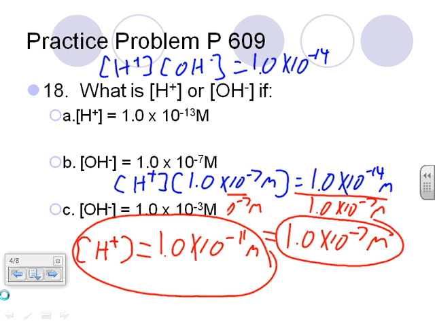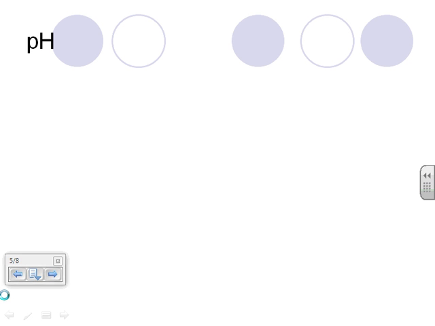Let's move on to the next topic here, pH. We've all heard of pH before. pH is related to the concentration of the H+ ion. The higher the concentration of the H+ ion, the more acidic it is. And this pH tells us on a scale of 1 to 14, or 0 to 14, how much H+ we have in there. The pH is equal to the negative log of the H+ ion concentration.